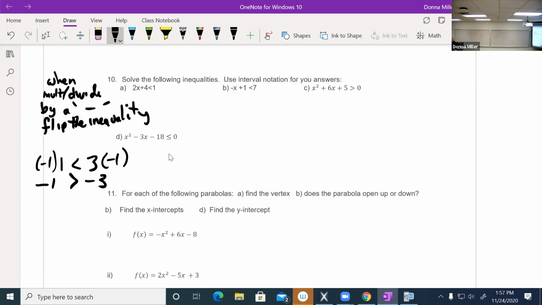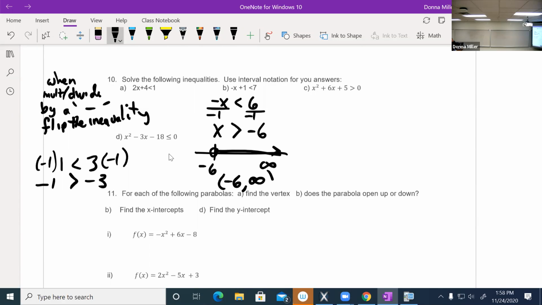Okay? So let's do b here. If I were doing b, I'd move the 1 over. I get negative x is less than 6, right? When I divide by that negative, I get negative 6 here, but I'm going to flip the inequality. So x is greater than negative 6, okay? And again, you're going to put this in interval notation. It's from negative 6 up to infinity. So with interval notation, negative 6 to infinity. All right? Is that okay?